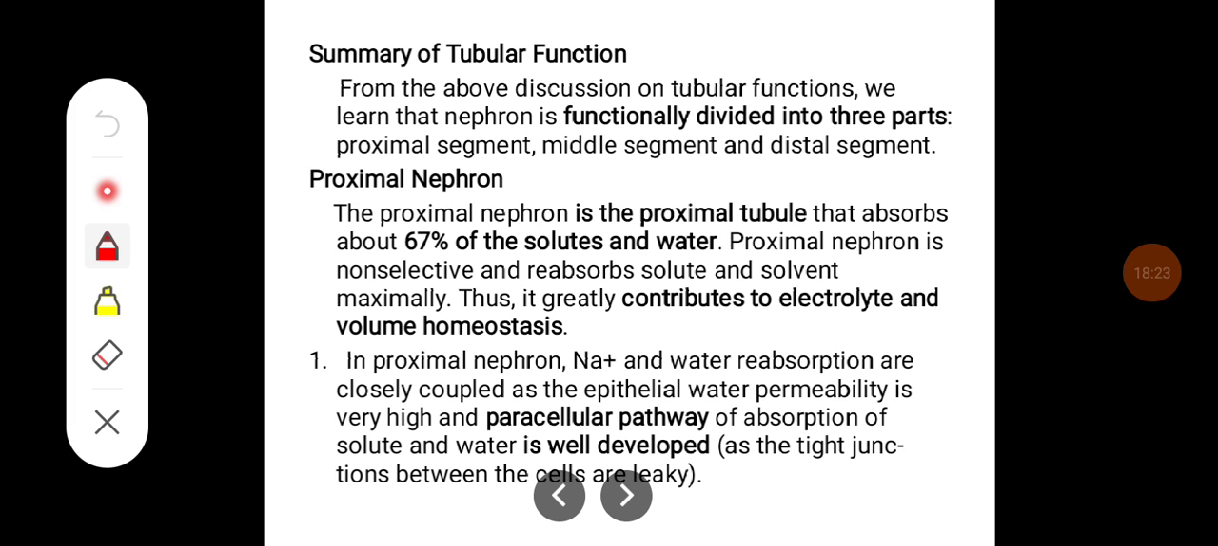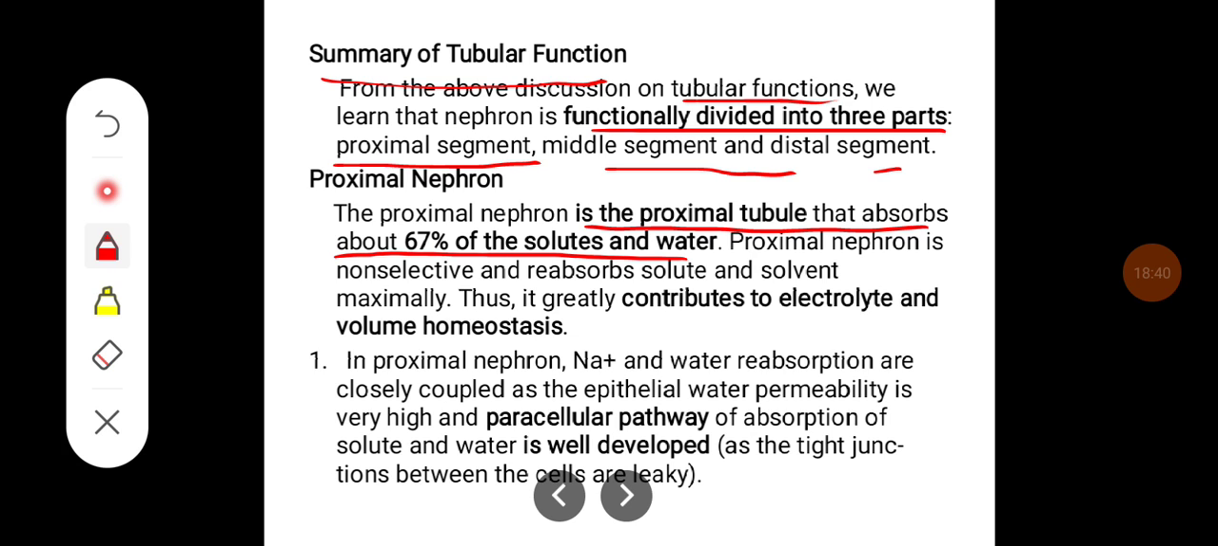So coming to the summary of tubular function, from the above discussion on tubular functions, we learned that the nephron is functionally divided into three parts: proximal, middle, and distal segment. The proximal tubule reabsorbs about 67% of the solutes and water. The proximal nephron is non-selective and reabsorbs solute and solvent maximally. Thus, it greatly contributes to electrolyte and volume homeostasis.